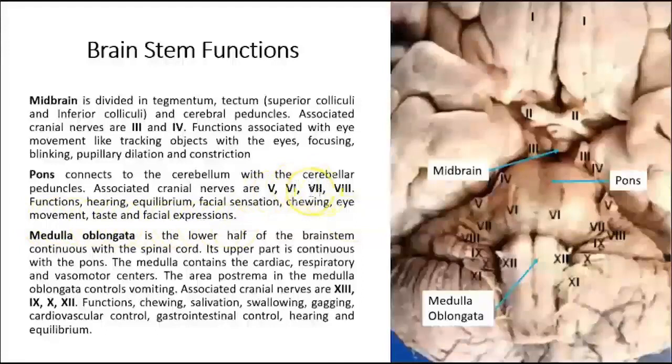With number 7, midbrain, related to cranial nerve number 3, oculomotor. Cranial nerve number 4, trochlear. These two are very important for functions that relate to control of eye movement, blinking, focusing, pupillary dilation and constriction.